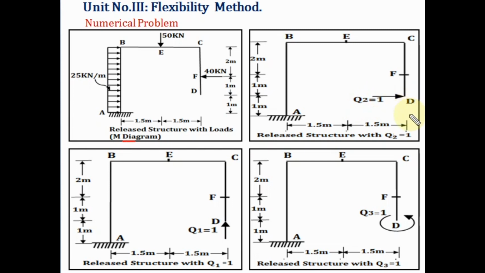There we have applied the horizontal unit force in horizontal direction. And the third unknown is nothing but the moment at D. So in figure number 4, we have released the structure, we have removed all the loads, and at D we have given the unit moment. We apply the unit moment, that is Q3 equal to 1. So in all these 4 figures we are going to find out the bending moment.